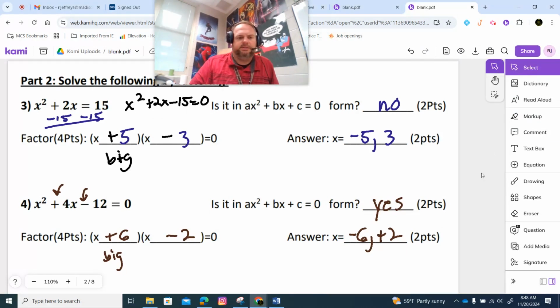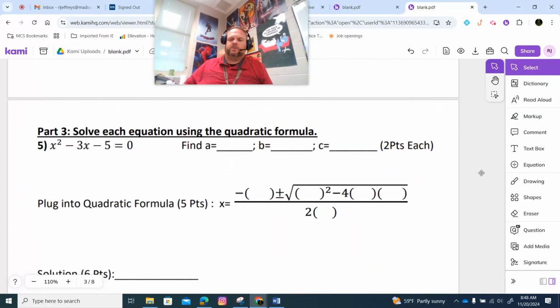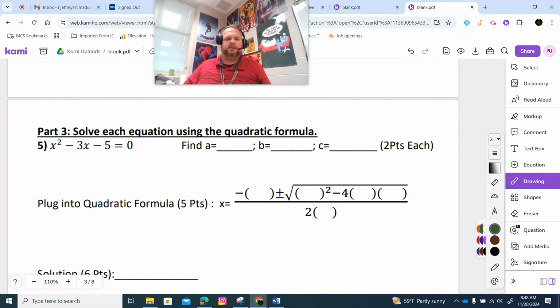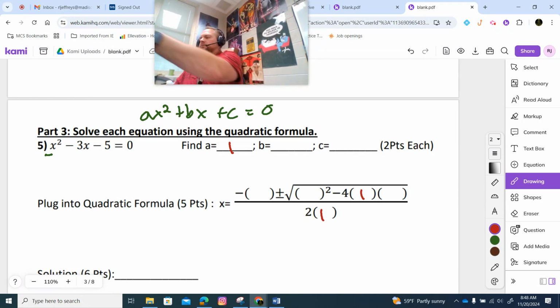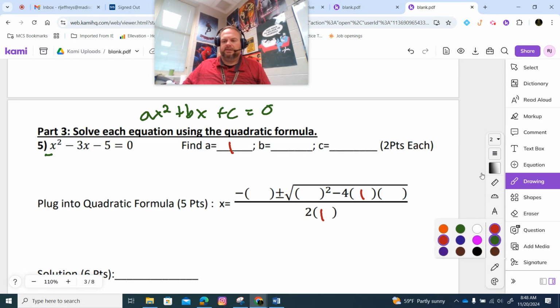All right. So scrolling on down. Quadratic formula. So remember, this is ax squared plus bx plus c equals 0. So A is the number right there. So this would be 1. We got to plug it in here and plug it in here. B is negative 3. It goes here. And then C is negative 5. It goes here.